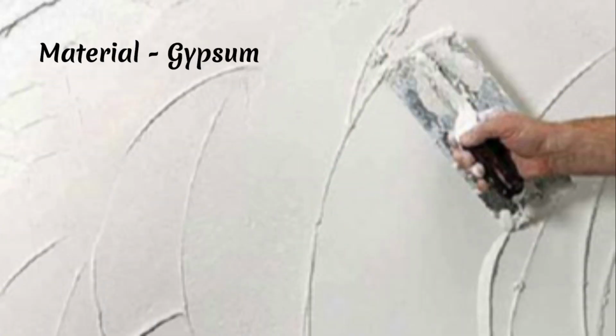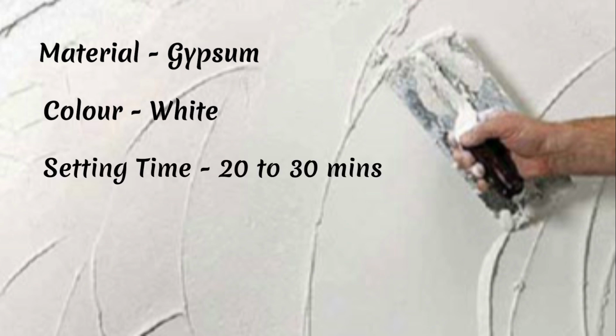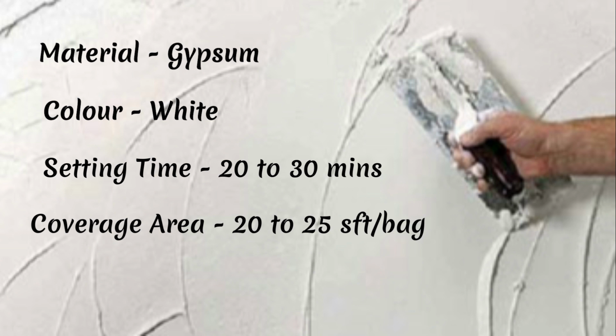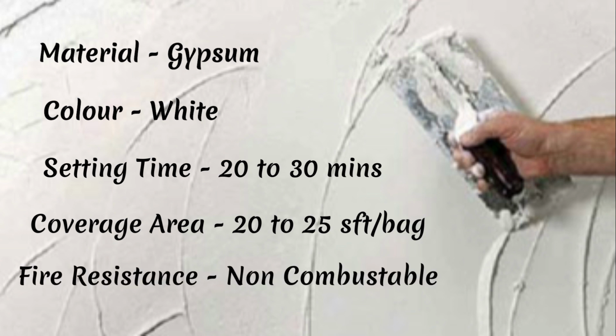The material used is gypsum. The color of the material is white, but it can also be tinted to other colors as well. Setting time is 20 to 30 minutes. It is the time taken for the gypsum plaster to harden. This can vary depending upon the gypsum plaster temperature and humidity. Coverage area is 20 to 25 square feet per bag. One bag contains 25 kg of gypsum plaster. Since it is a non-combustible material, which means it does not burn, this makes it a good choice for fireproofing walls and ceilings.